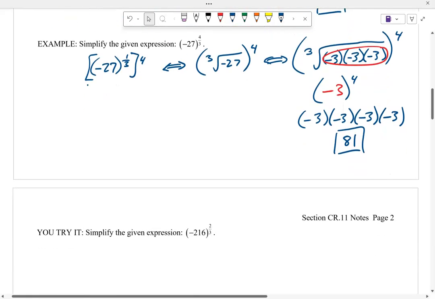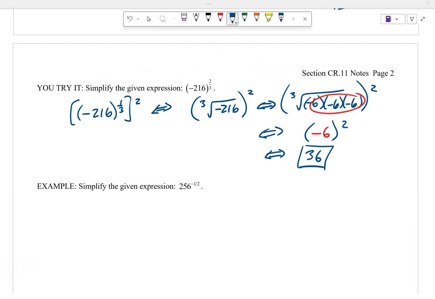Why don't you guys go ahead and try that next one, negative 216 to the 2/3. So again, you can have an odd root, a third root, of a negative number. That is possible, right? Can't have an even root of a negative number, not in the real numbers at least. All right, go ahead and check yourself on that one.